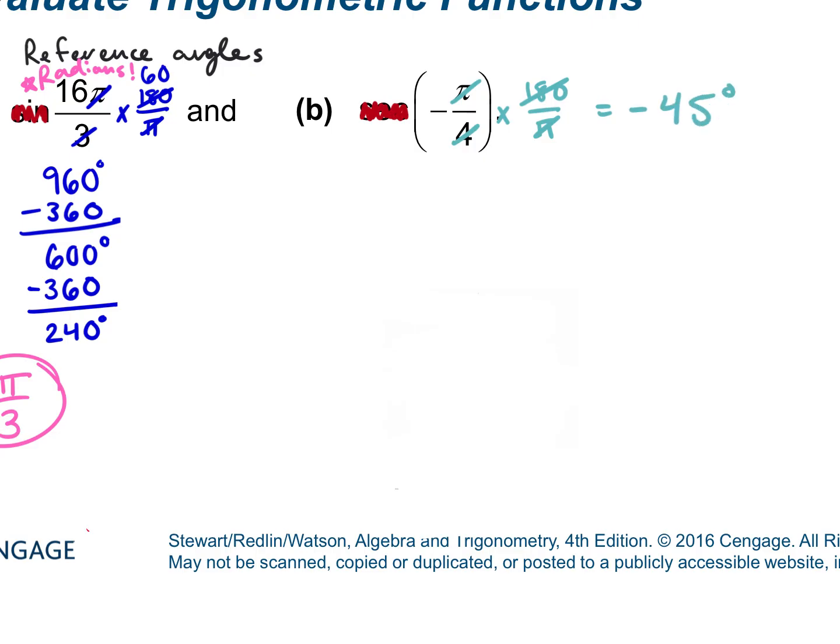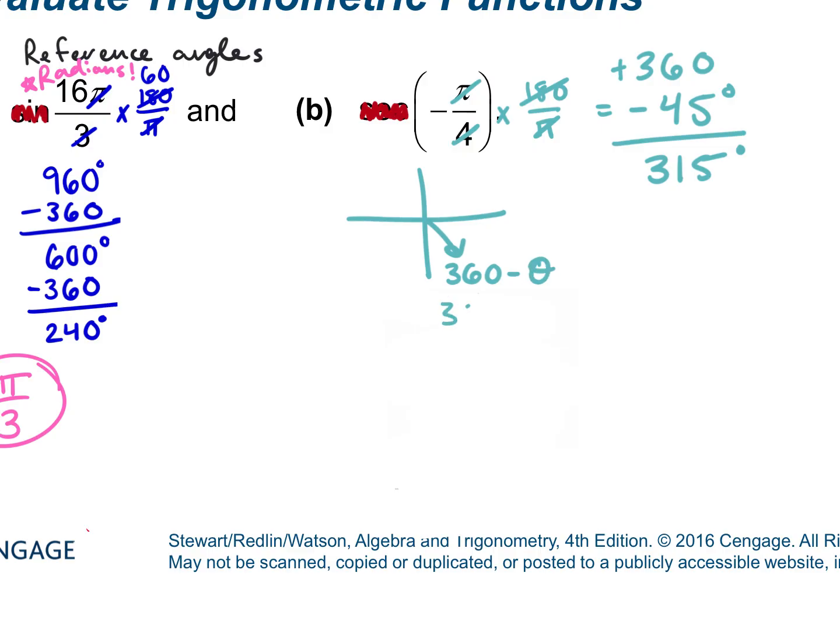Is negative 45 degrees in between 0 and 360? No. So how do we find a number in between 0 and 360? You add 360. So when we add 360, we get 315. What quadrant would 315 be in? Quadrant 4. What formula do we use in quadrant 4? 360 minus theta. So we do 360 minus 315. And we get 45.